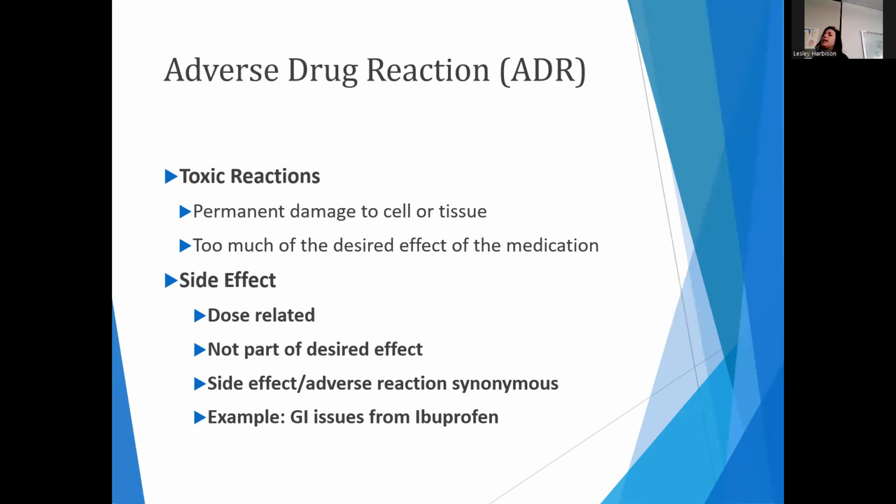Side effects and adverse reactions can be similar. Okay, so the event word is the different word here. An adverse reaction can be similar to a side effect, but it's not an adverse drug event, which was on the previous slide. An example of that could be GI issues with ibuprofen. There can be bleeding and irritation in the GI system.